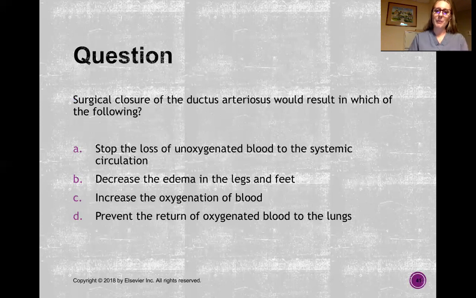So remember, the ductus arteriosus allows the blood from the right ventricle to go into systemic circulation as opposed to going to the lungs. So if we have an opening, then we're potentially going to have the oxygenated blood going back into the lungs, which we don't want. We want the oxygenated blood going out into the body and the deoxygenated blood going into the lungs. So we're going to prevent that return by closing that gap.